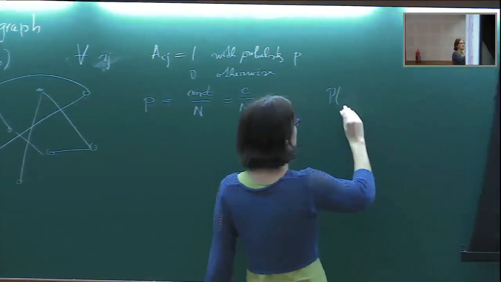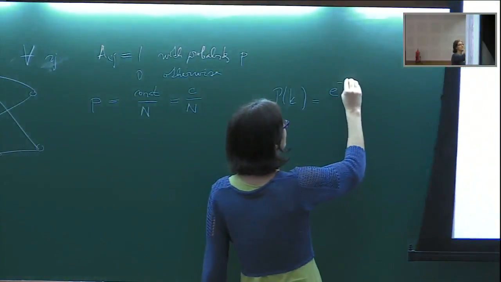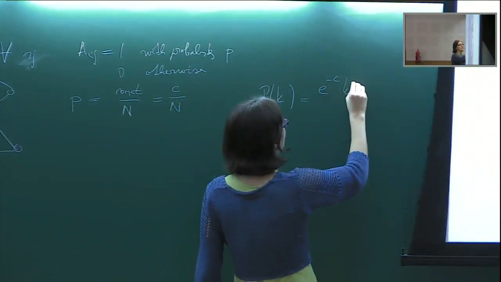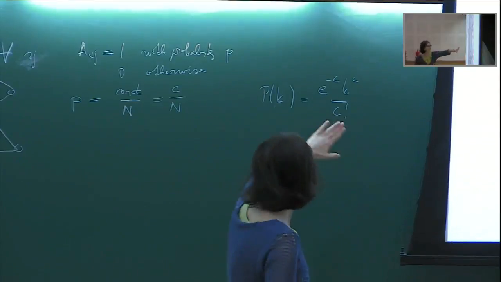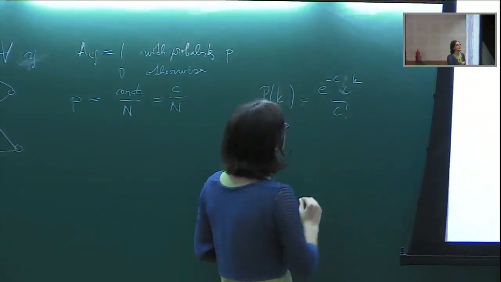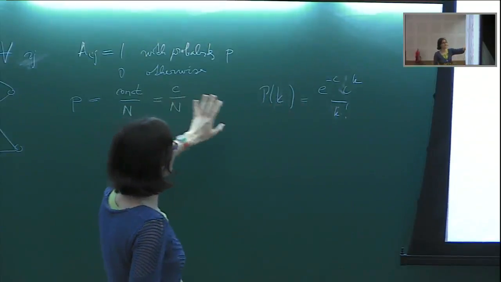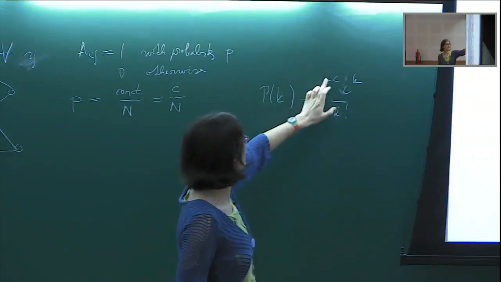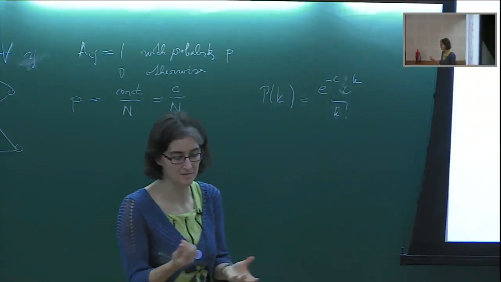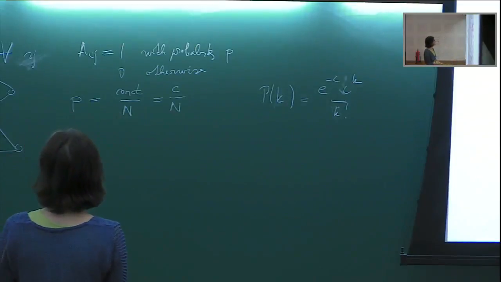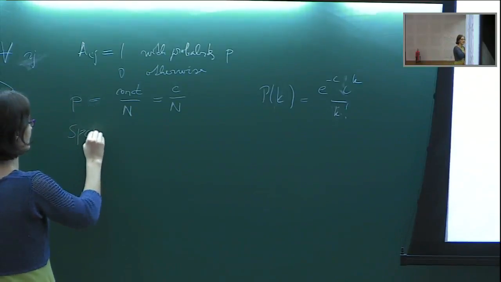The degree distribution, the probability that your degree is k, is just a Poisson: e to the minus C, times C to the k, over k factorial. C can be any real number, k is the degree, so that's an integer, and this is the probability that a node has degree k. That's a very basic property of sparse random graphs. So once I wrote that, this means that our random graphs are sparse.